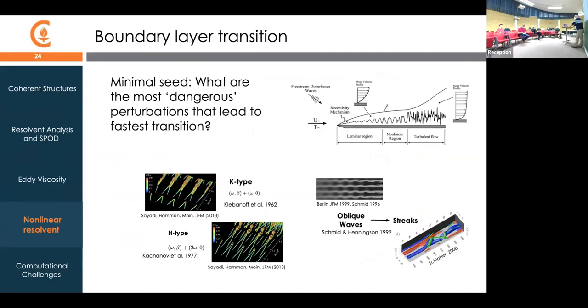So in particular, what we wanted to look at is this kind of minimal seed problem, but not in the time domain where it's typically been looked at, but in the frequency domain. And we use the resolvent analysis, again about a laminar base flow. Can we use that to look for this kind of forcing in the flow that would lead to the fastest transition state?